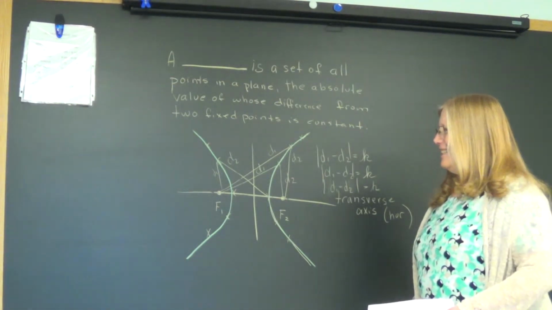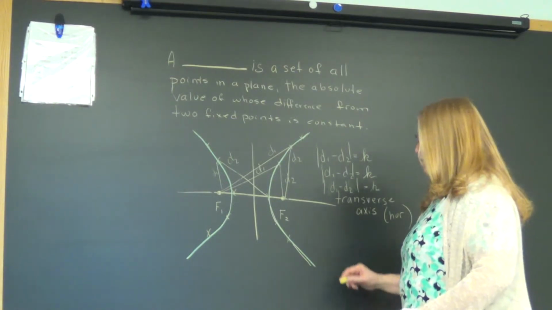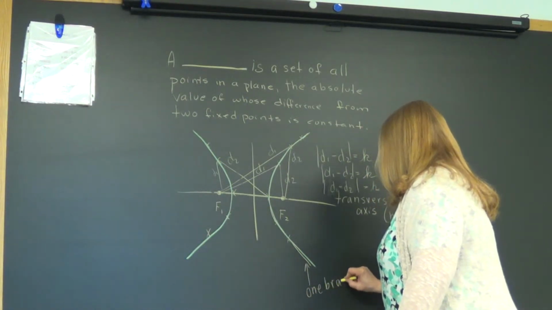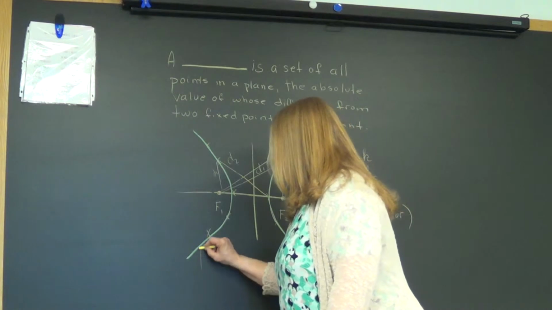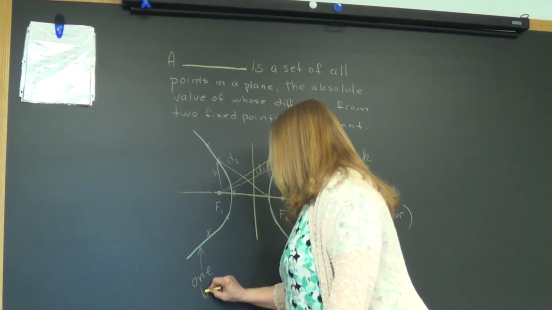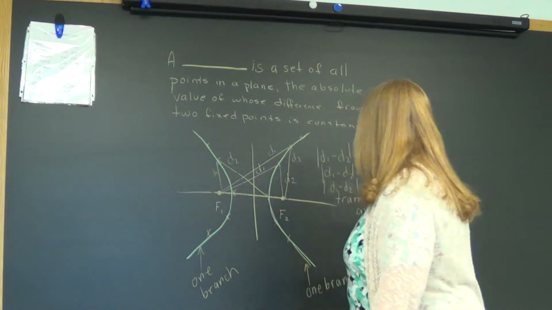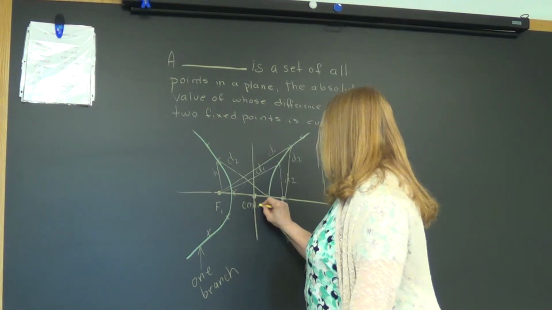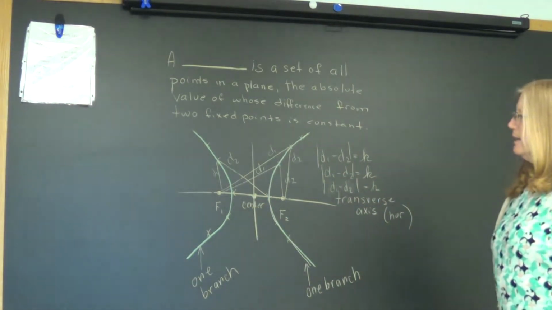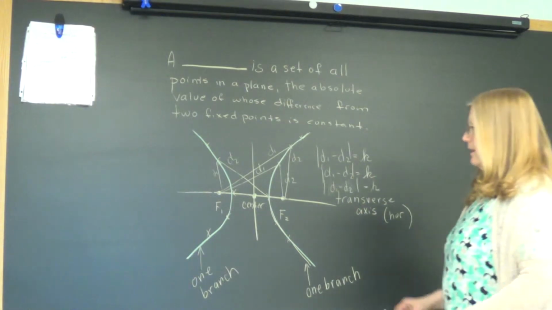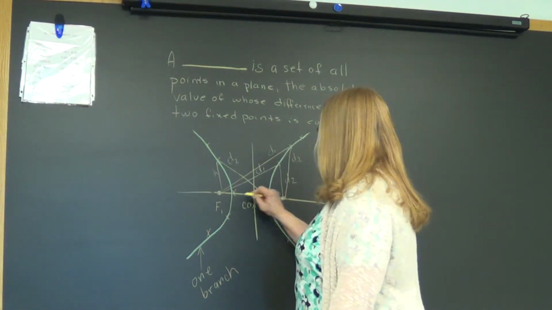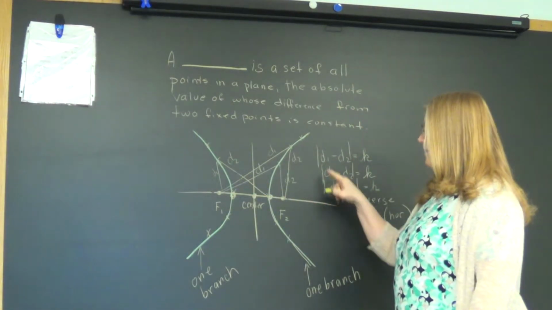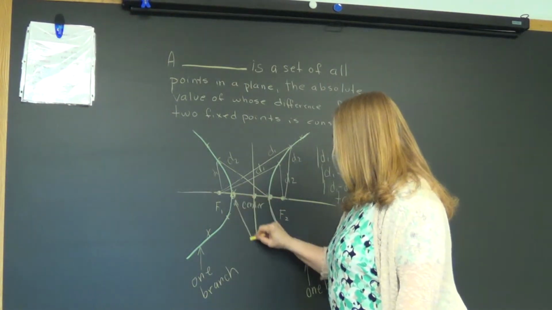Alright, this is a figure. It has two branches. So here's one side, one branch, and here's the other branch. Two branches. It has a transverse axis. It has a center right in between the two. And there are some other values. This here is the vertex, and this is the vertex. So where one branch hits the transverse axis and the other one, you have your two vertices.